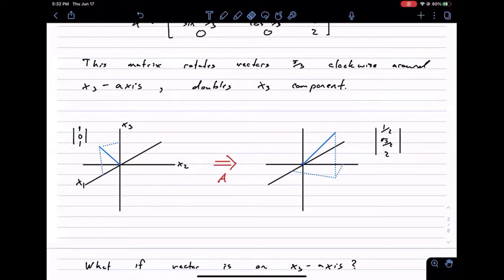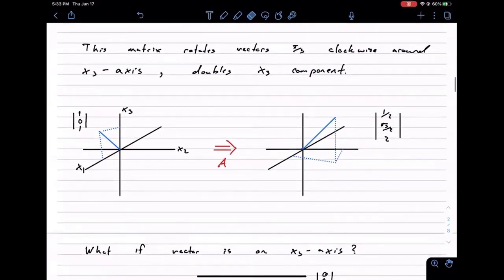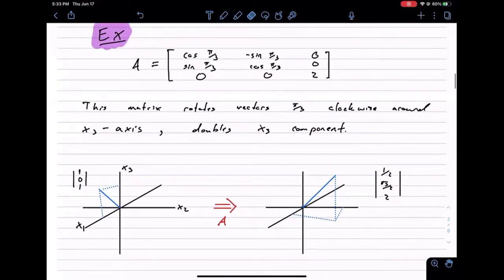So for example, if I have the vector 1, 0, 1, my transformation takes it and rotates it pi over 3 until I end up with the vector 1/2, square root of 3 over 2, 2. Where's that 2 coming from? Notice that we have a 2 here. Our x3 components are getting multiplied by 2. So we're not just rotating around the z-axis, we're also multiplying our z coordinate by 2. There's a rotation and there's a stretch going on.